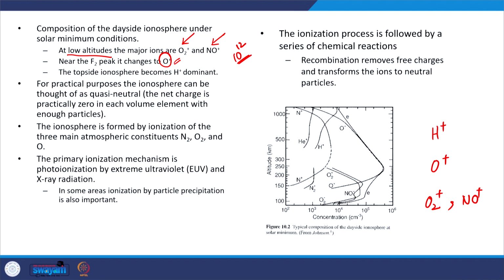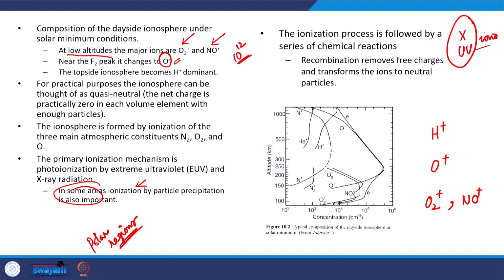So far in our discussions, we have always assumed that X radiation and UV radiation are responsible for the formation of the ionosphere. We are saying in some areas, not everywhere. What are those areas? They are the polar regions. In polar regions, ionization by particle precipitation is also important.